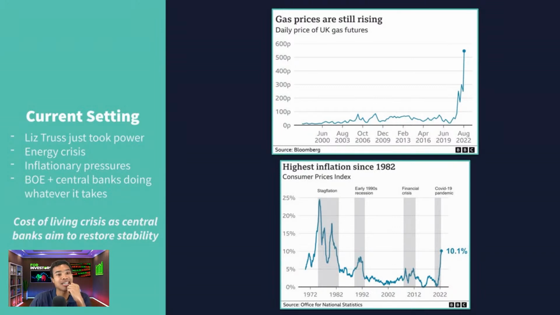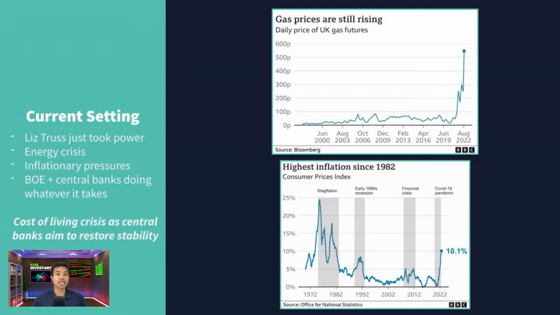It's not just energy. You've got your food bills, you've got your housing, everything is rising. Inflation, as you can see here, is at its highest level in 40 years, 10% inflation. So this is not a small matter. We know it's happening in the US, in Asia, in Australia, and in Europe, but it's happening in the UK as well, and quite significantly.